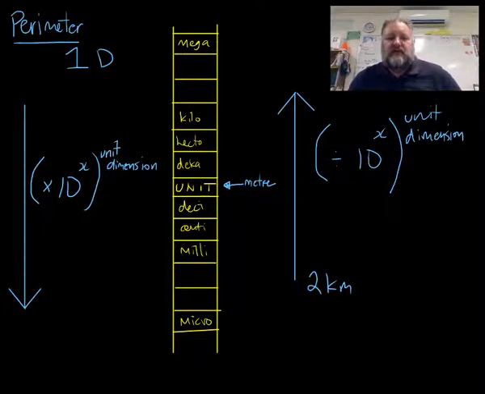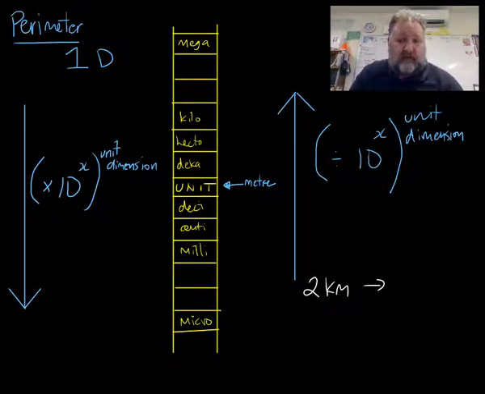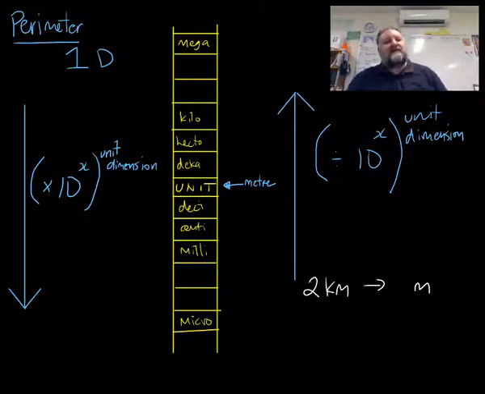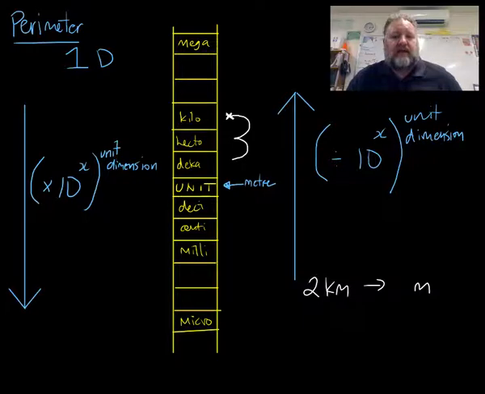Okay, actually I might use a different colour just so it stands out from the rest of that writing. So I've got 2 kilometres, but I really need this to be in metres. So how do I do that? Well, I firstly need to locate where on the ladder my kilo is. I then need to count how many jumps on the ladder it takes me to get to where I want to go, in this case metres. So that was 1, 2, 3 jumps.